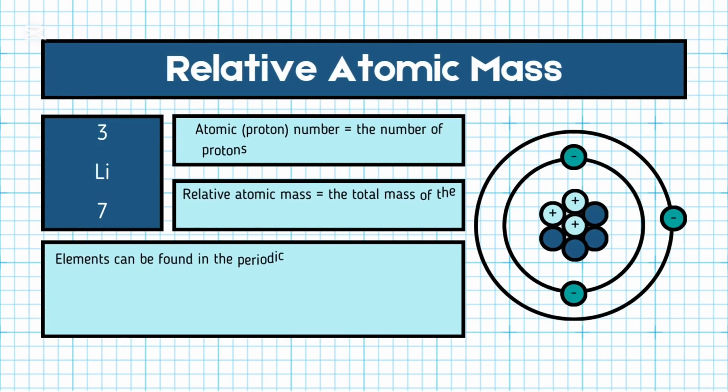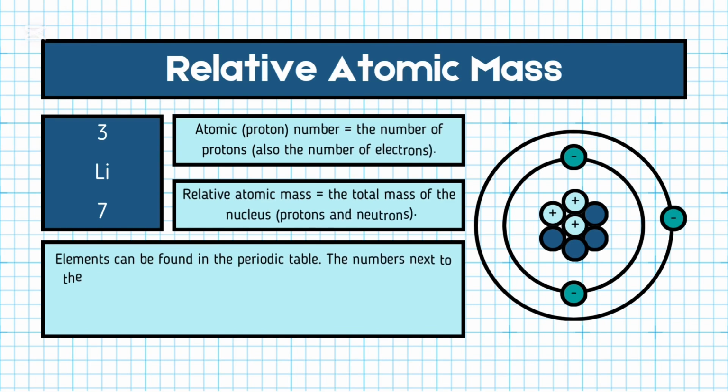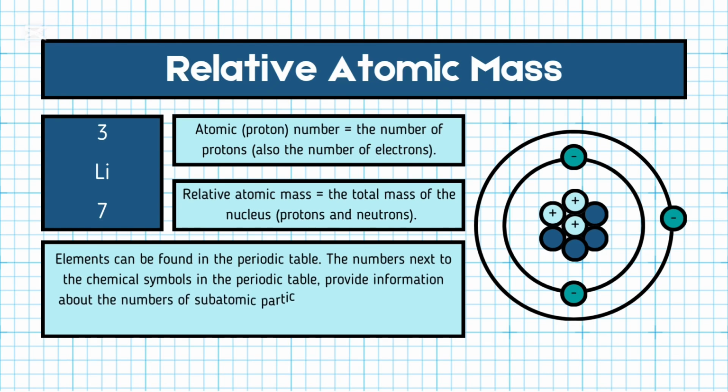Relative atomic mass. This is the lithium atom. We can read it as lithium 3 7. 3, the atomic number, equals the number of protons, also the number of electrons. 7, the relative atomic mass, is the total mass of the nucleus, protons and neutrons.